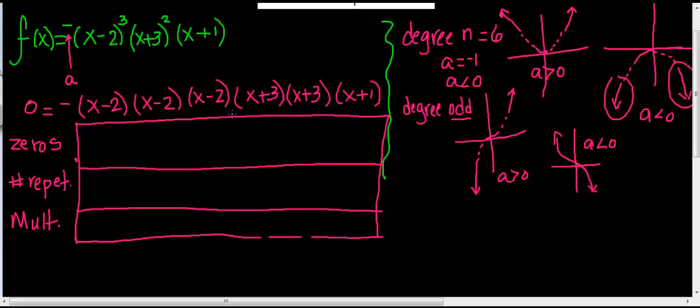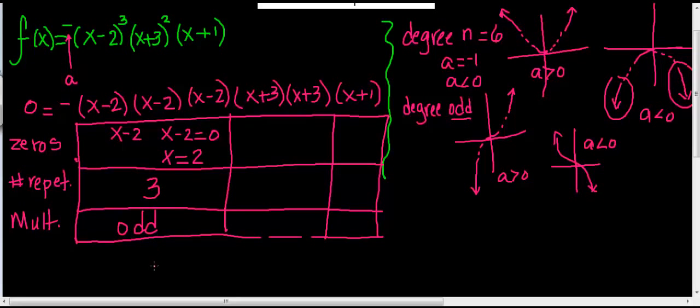For this 0 and this 0. Okay. Our first 0 is x minus 2. How do we solve that? We solve this by saying x minus 2 equals 0. So x equals 2. That is my first 0. How many times does this 0 repeat itself? Once, twice, 3 times. It repeats itself 3 times. So that means 3 is an odd number. So the multiplicity is odd.